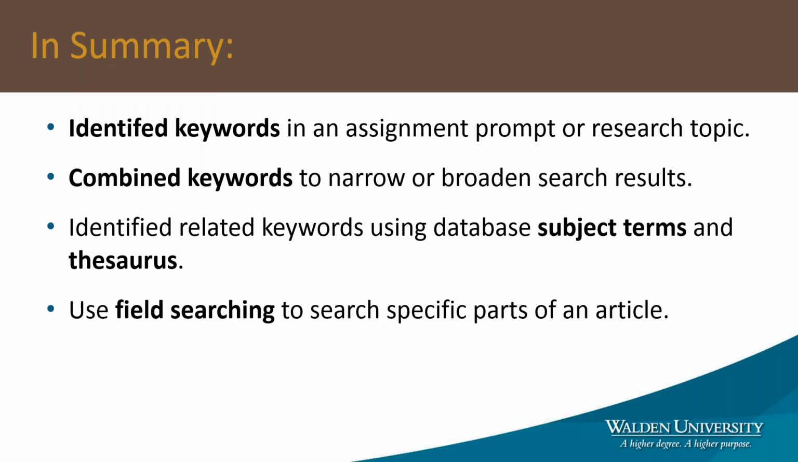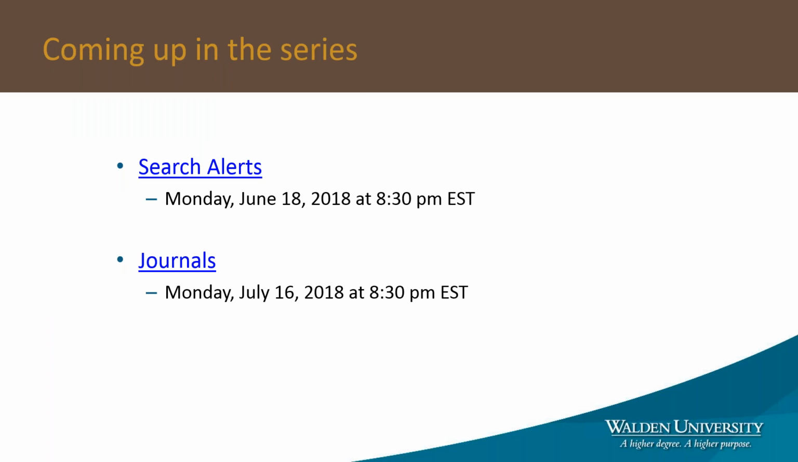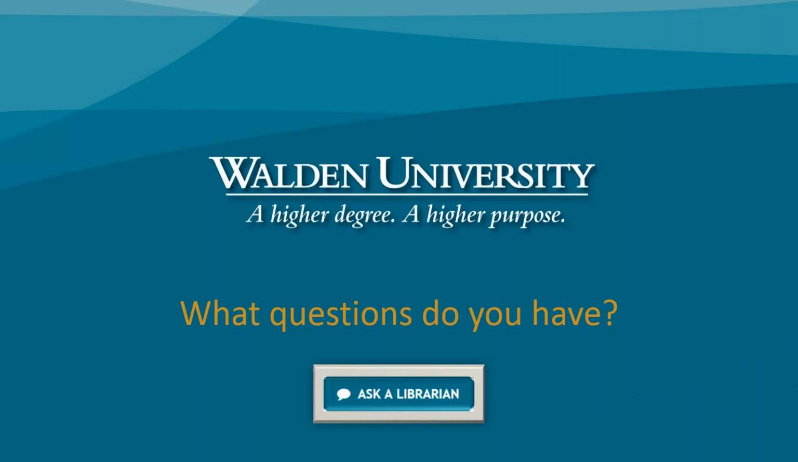So coming up in the series, when you have developed that perfect search, like that one that I did that was almost entirely my articles, I'm going to save that search and create a search alert. What it's going to do is send me an email anytime anything with those parameters is published. And to learn that, you can sign up for our search alerts webinar on Monday, June 18th. And then we'll be doing journals on July 16th, when you can go straight into a journal and follow the journals that you're particularly interested in.